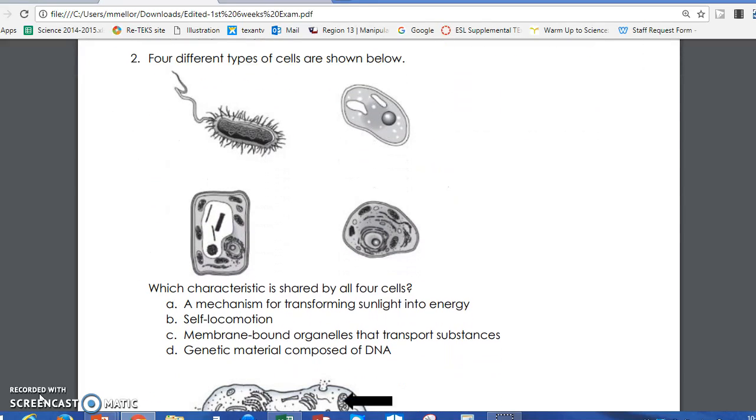Number 2. 4 different types of cells are shown below. Which characteristic is shared by all 4 cells? A. A mechanism for transforming sunlight into energy, B. Self-locomotion, C. Membrane-bound organelles that transport substances, or D. Genetic material composed of DNA.